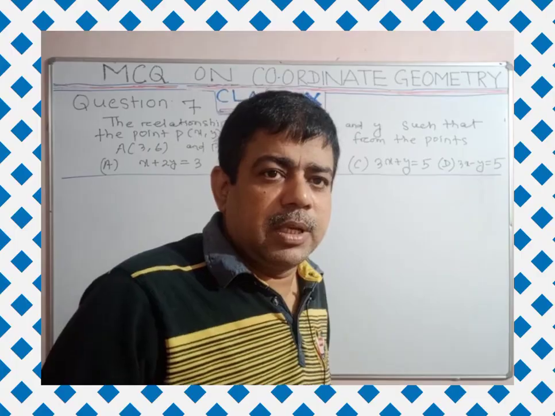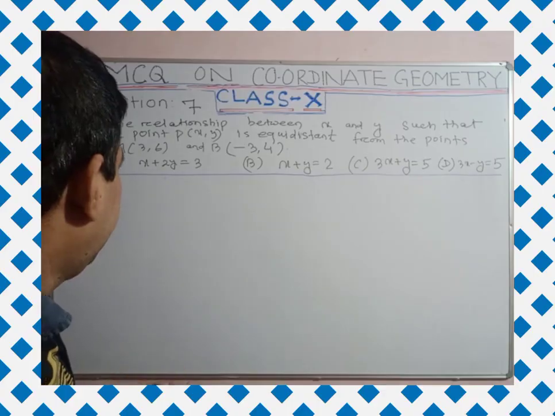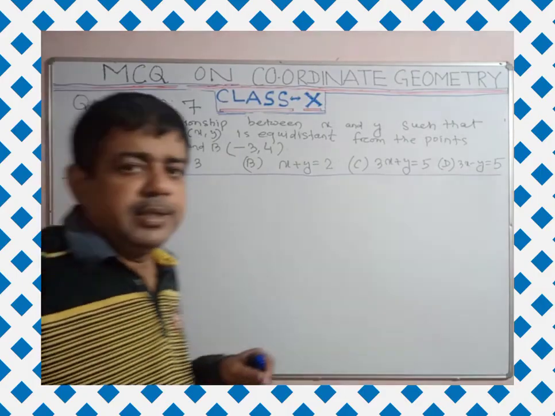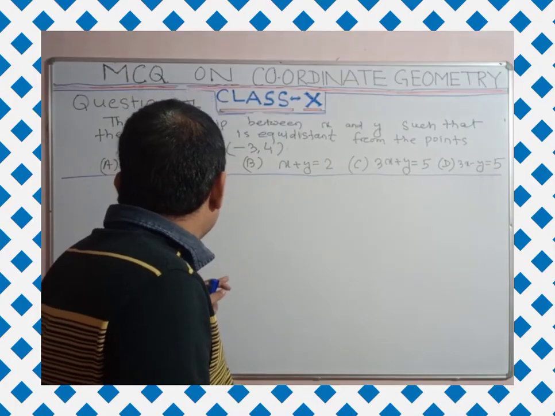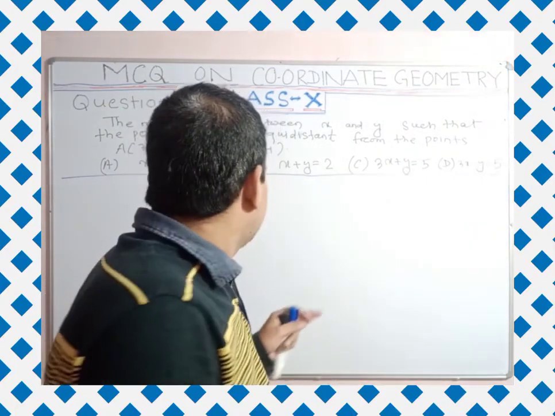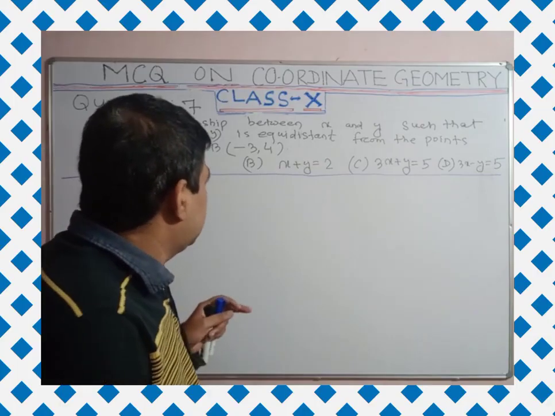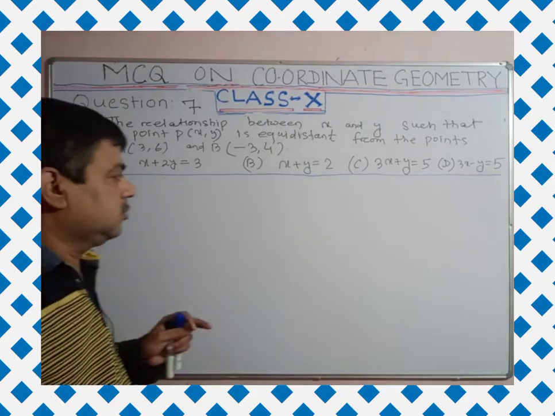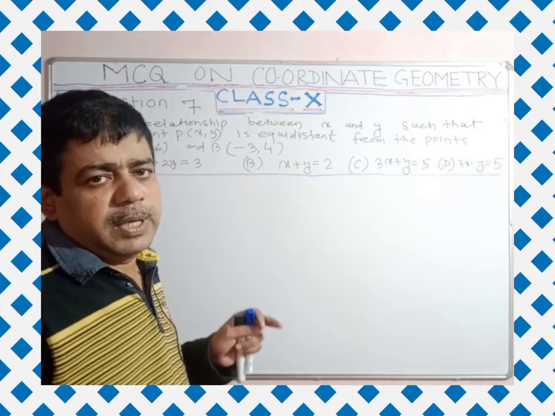So dear students, here I am discussing a similar type of problem to the previous question. Here you have to find the relation between x and y such that the point P(x, y) is equidistant from the two given points A, whose coordinates are (3, 6), and B, whose coordinates are (-3, 4). Let's see the relationship between x and y, where the coordinates of A and B are given.